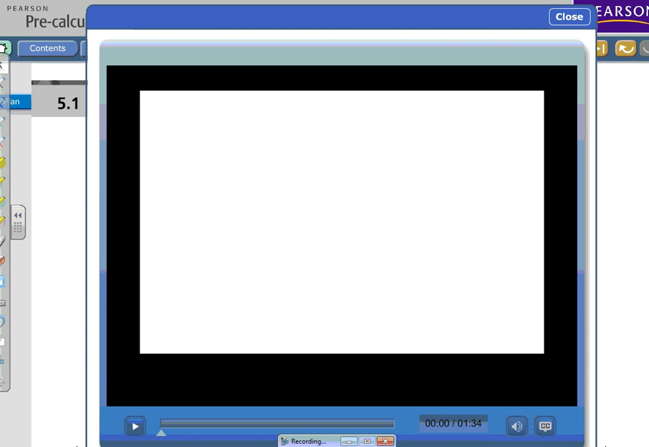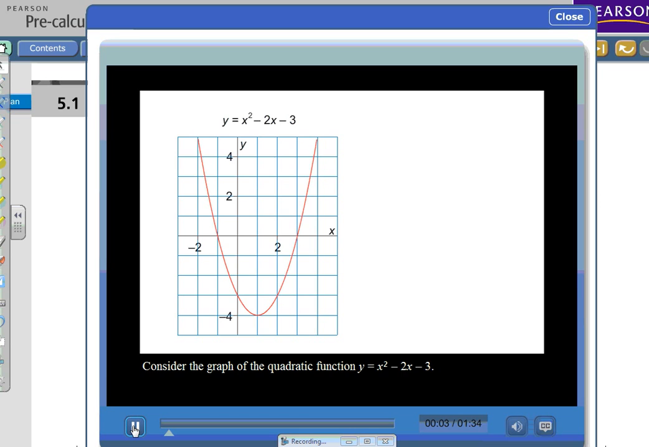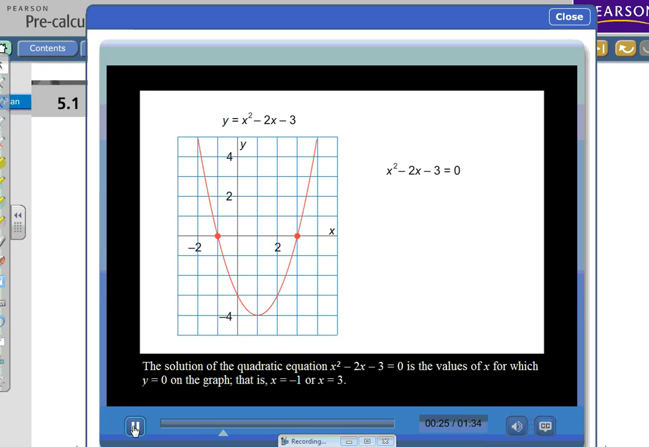The next section we'll go through with the video explanation of it. Consider the graph of the quadratic function y equals x squared minus 2x minus 3. The graph intersects the x-axis at x equals negative 1 and x equals 3. So the zeros of the function are negative 1 and 3. The solution of the quadratic equation x squared minus 2x minus 3 equals 0 is the values of x for which y equals 0 on the graph. That is, x equals negative 1 or x equals 3.